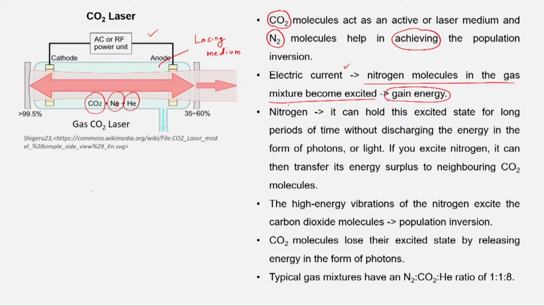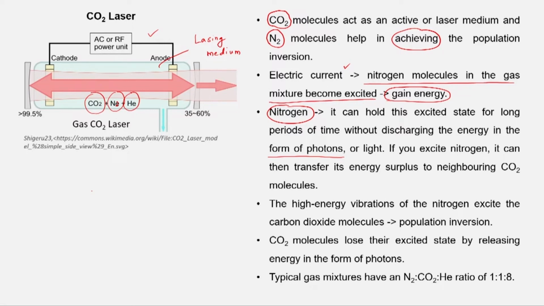The peculiarity of nitrogen is that it can hold this excited state for a long period of time without discharging the energy in the form of photons. So, the metastable state of nitrogen is quite long. The nitrogen can hold the excited state for a longer period of time. Due to this, we get certain stability at the time of population inversion.